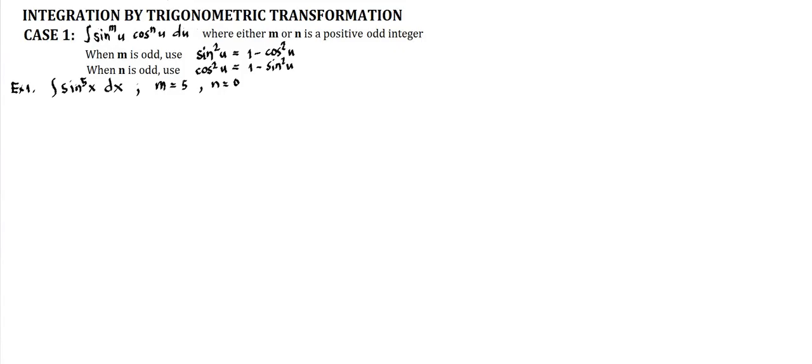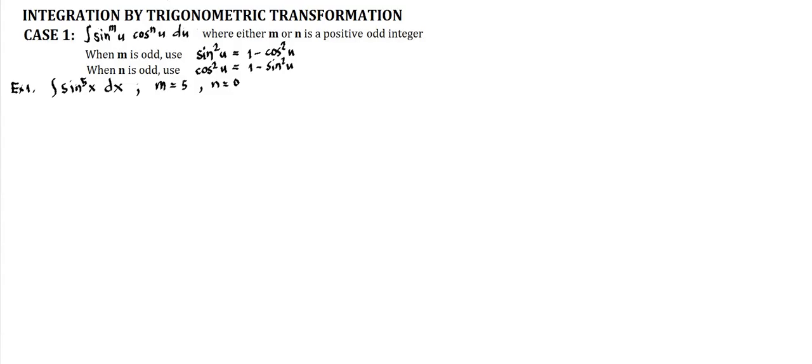Okay, so let us have our example number 1. So we have integral of sine to the fifth of x dx. So dito sa ating example na ito, yung sine function ay naka-raise sa positive odd power. Kaya ang gagamitin nating transformation ay yung sine squared u equals 1 minus cosine squared u. At ang ating n naman dito equals 0. Okay? So, solve natin yung problem na ito.